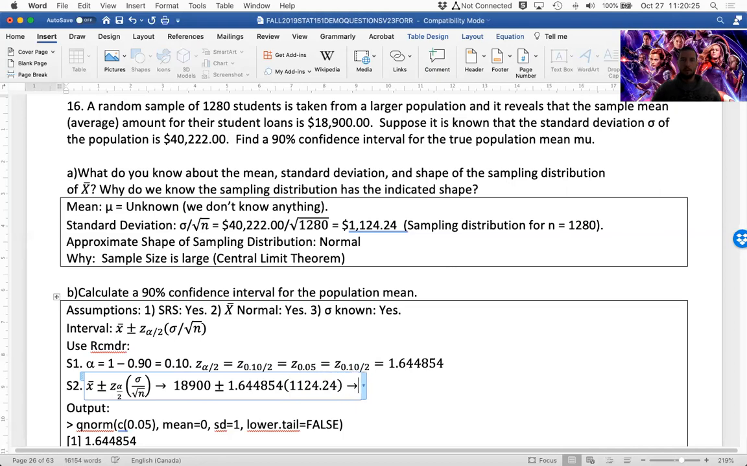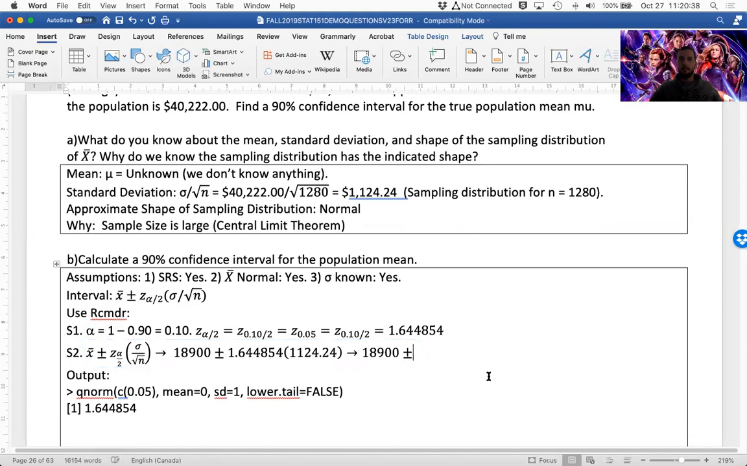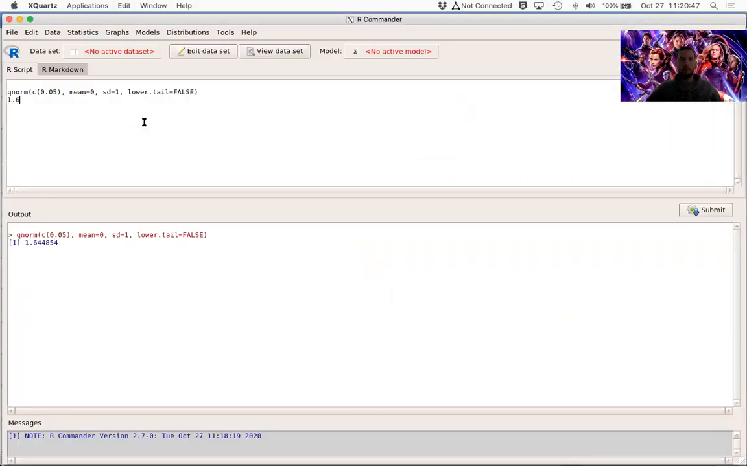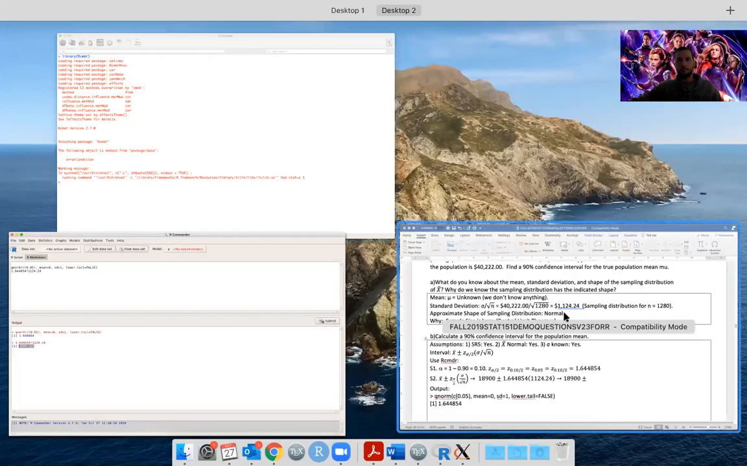All right, so then we're going to have 18,900 plus or minus. Okay, and then we need to work out what this value is. So we can actually just go back to Rcmdr. So we can go 1.644854 multiplied by 1124.24. Click submit, and then we have 1,849.211.